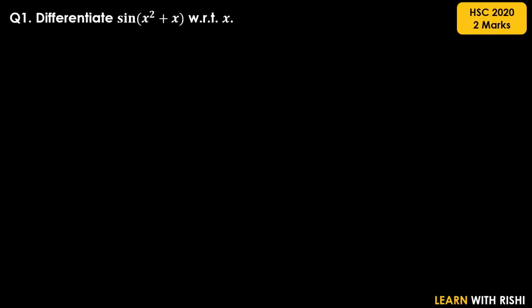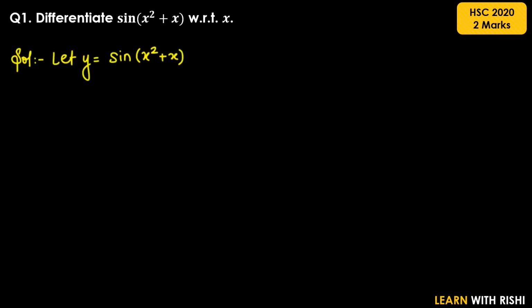So first question is differentiate sine of x square plus x with respect to x. So here we have sine of x square plus x as a function. In this, you can see that this is an example of a composite function. Our standard form of function is sine x, so instead of x, we have here x square plus x. So there is a function inside a function, so here we will make use of the chain rule.